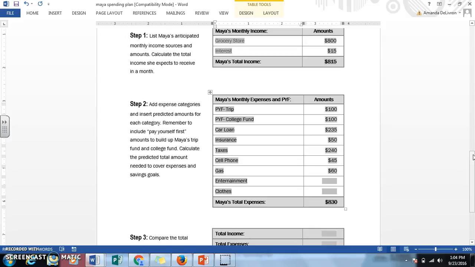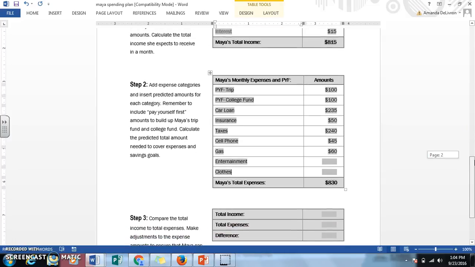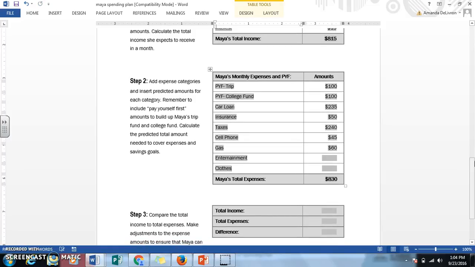For the rest of this, you're going to do this on your own. So you've seen how we can start creating a budget. The entertainment and clothes are some variable expenses that we can change per month. But we're going to need to take off some money from the trip and the college fund so that we can spend some more money on entertainment and clothes.